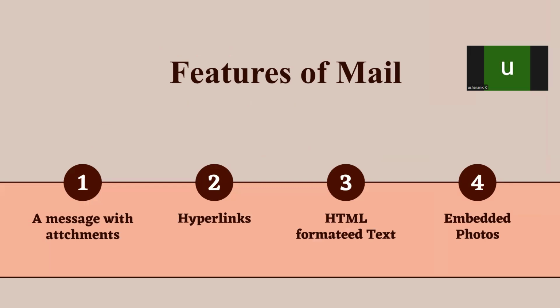Next, there are many features available in email. First one, a message with attachments. This feature is used for sending PDF files, document files, and multimedia files. Second, hyperlinks. Through a hyperlink, we can send a link in the message body. Third one is HTML formatted text, using HTML code. And finally, embedded photos. Through this, we can send a photo in the message body.